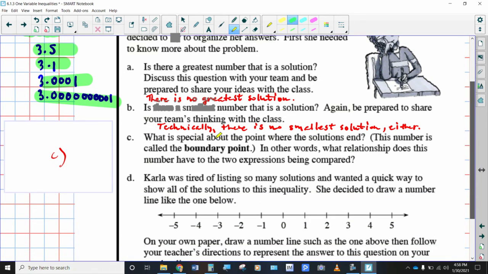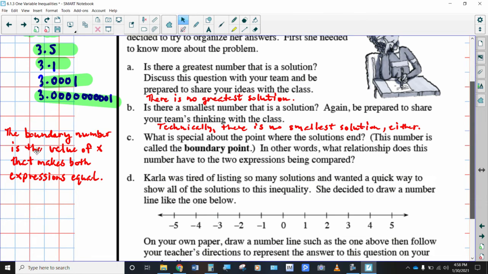So for problem C, it says, what is special about the boundary point where the solutions end? In other words, what relationship does this number have to the two expressions being compared? Well, that's kind of a confusing question. I'm just going to say that the boundary number is the value of x that makes both expressions equal, right?